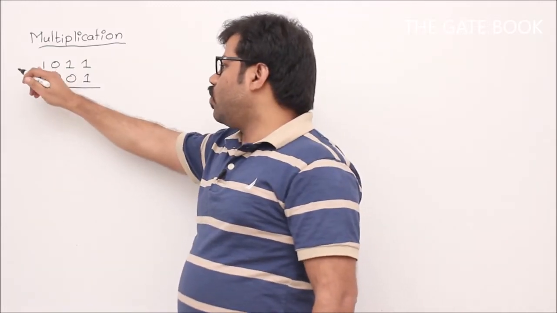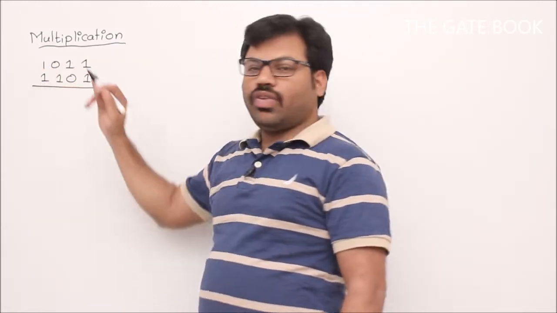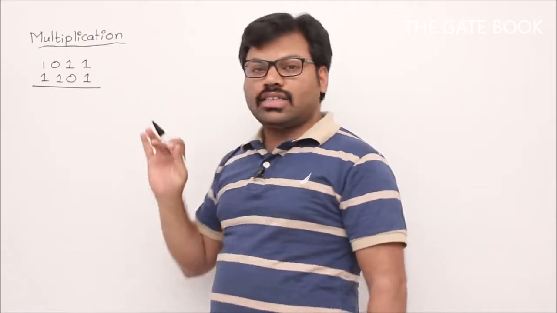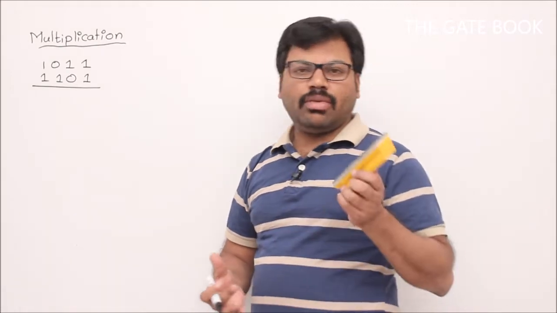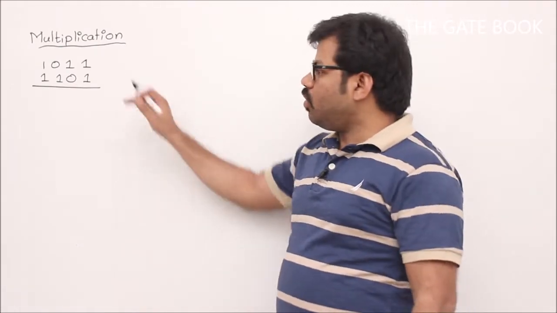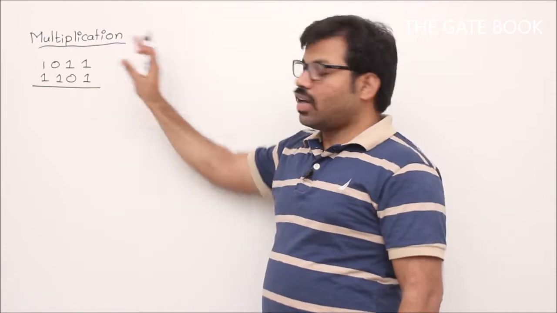So for example, let's say you have two numbers, 1011 and 1101. I am assuming that these two are first unsigned numbers. After that I will extend this concept to signed numbers, right? Two's complement. Do you remember the two's complement representation? We will come to that point later. At this moment these two are unsigned numbers.